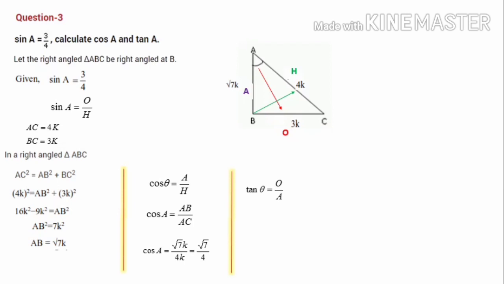Next, recall the formula for tan: tan theta is equal to O by A. Theta is A here because we have to calculate tan A. Tan A is equal to O, the opposite side, which is BC, divided by A, the adjacent side, which is AB. Then substitute it: tan A is equal to BC value 3k and AB value root 7k. When you cancel k and k, the answer is 3 divided by root 7. So finally we have the values for both trigonometric ratios: cos A is equal to root 7 by 4 and tan A is equal to 3 divided by root 7.